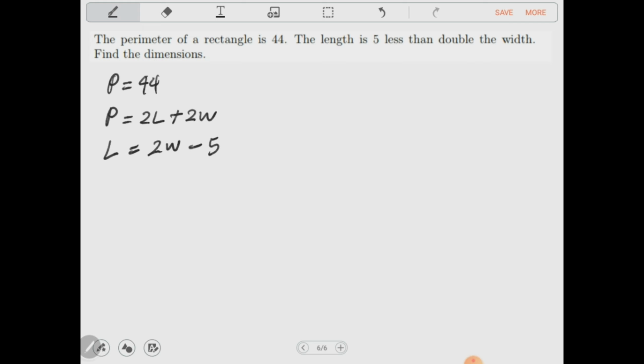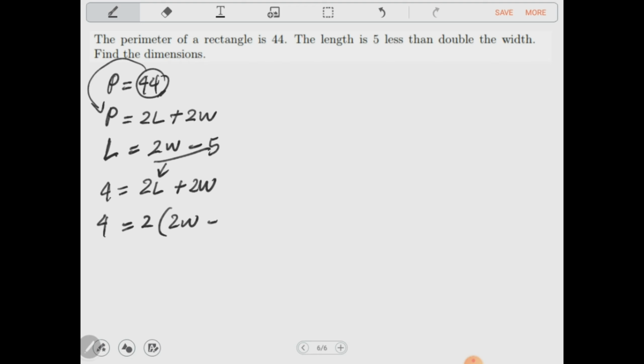Then I think we can now create our equation. So we have the value of perimeter, so we can substitute 44 here. So we have 44 equals 2L plus 2 width. After that, as you can see, we have the value of our length, which is equals to 2W minus 5. So we can use this so that we can have one variable in our equation. So substitute this value here. So you have 2 times 2W minus 5 plus 2W.